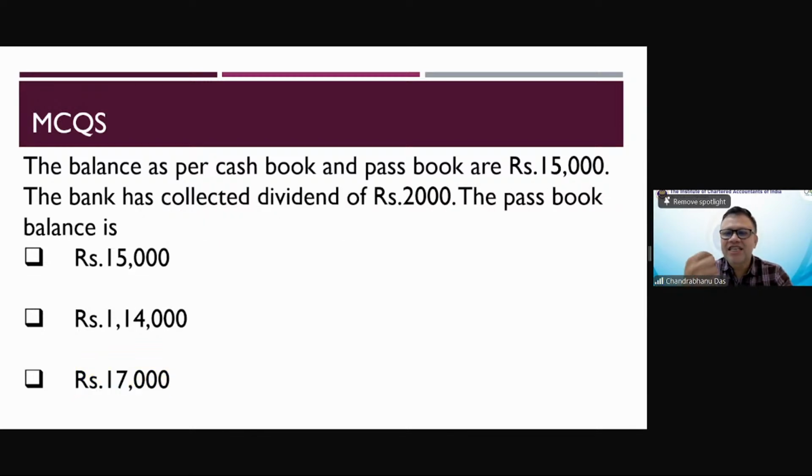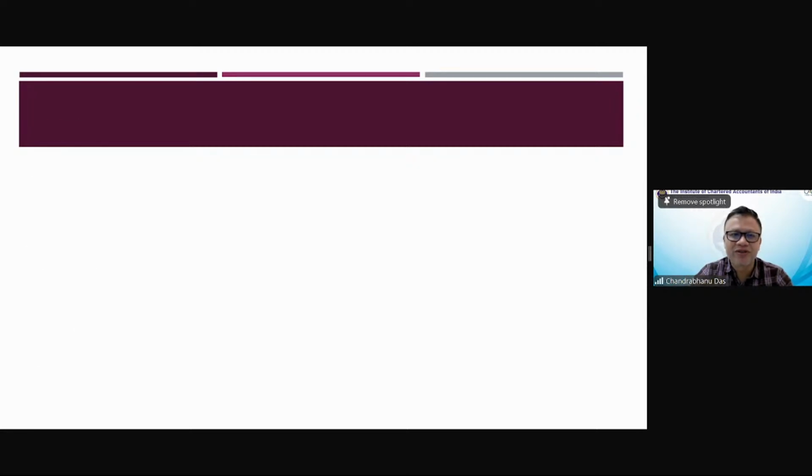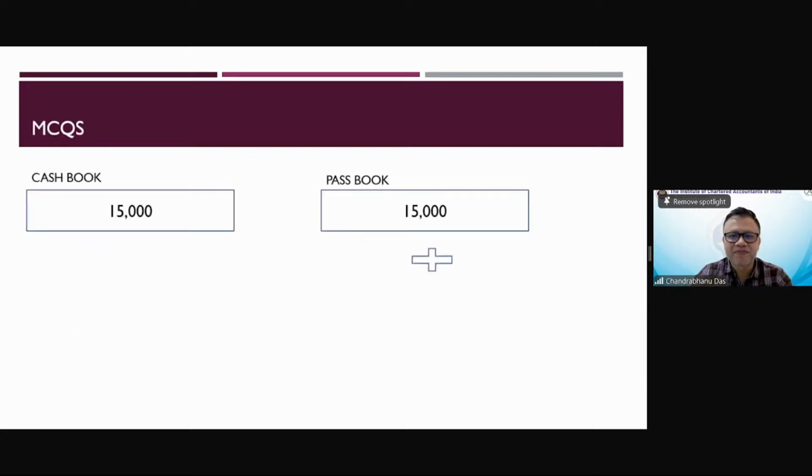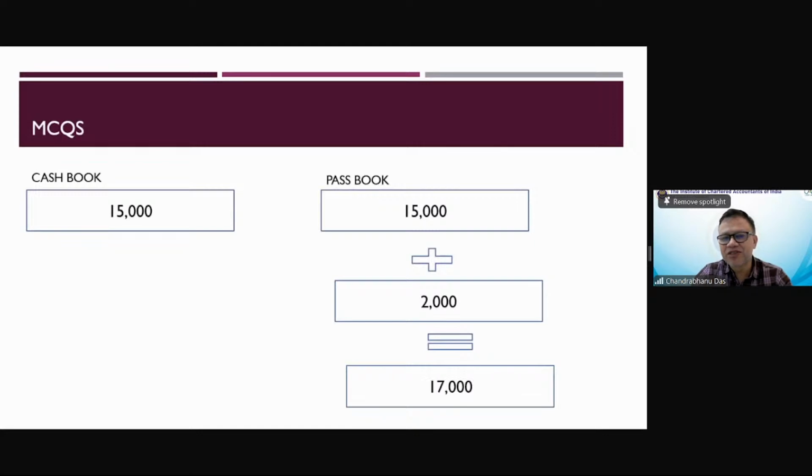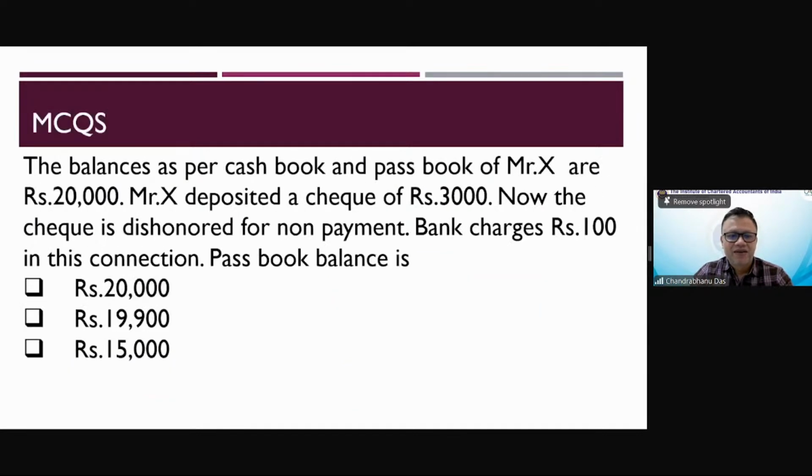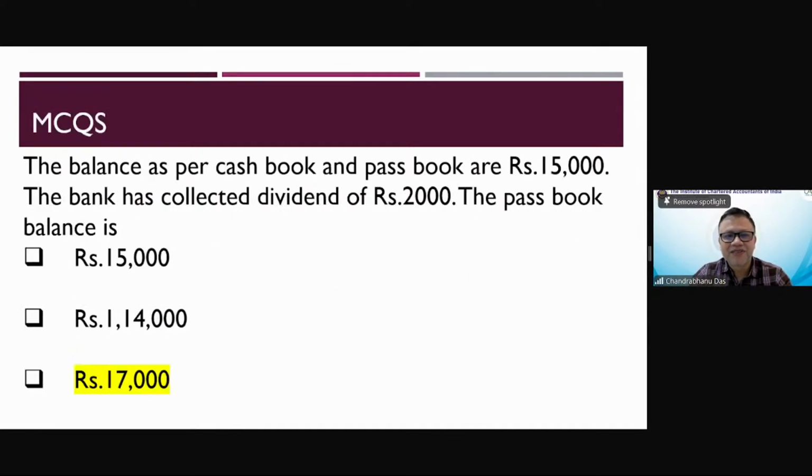Now balance as per cash book and passbook are 15,000. Bank has collected dividend of 2,000. What should be the passbook balance? Now both are 15,000. Bank has collected dividend. This answer you all know, because any information known to the bank will always reflect in the passbook. Had it been a check issued but not presented, the passbook would not have taken this. So you can see here the answer is 17,000.